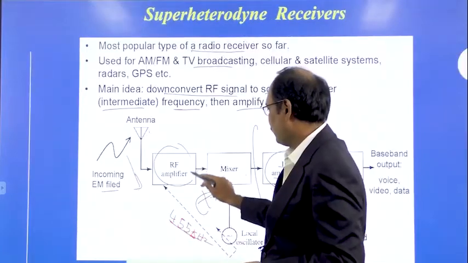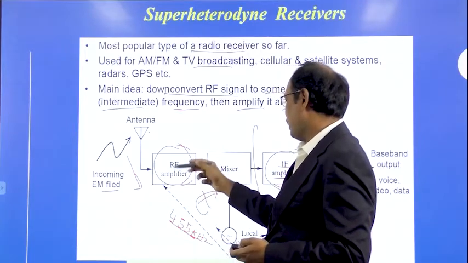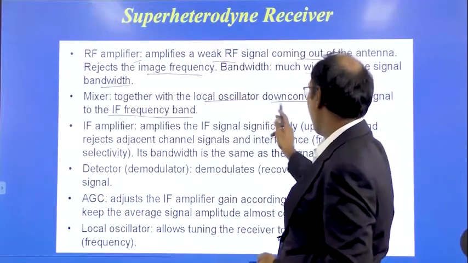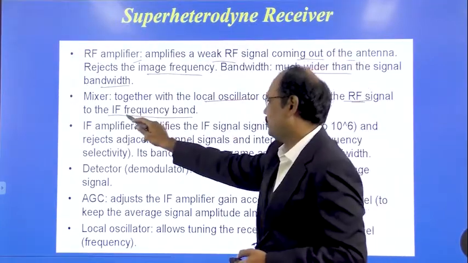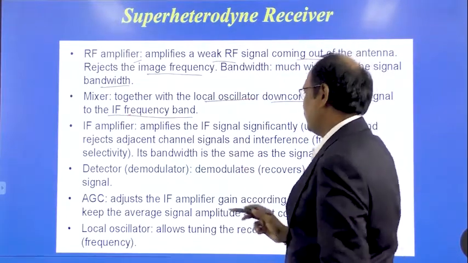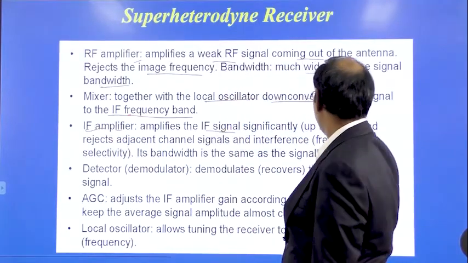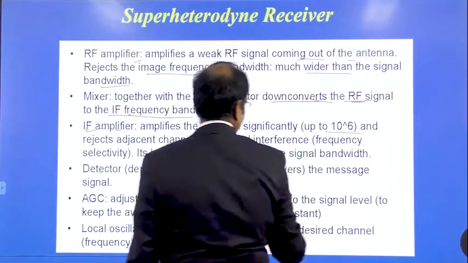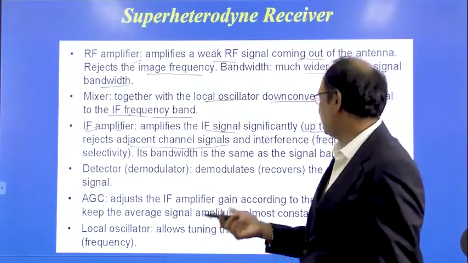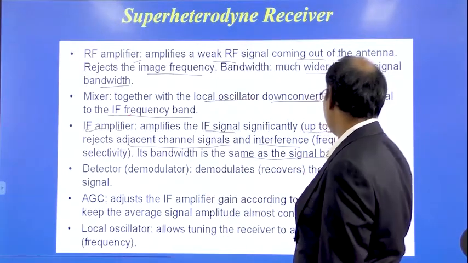This RF amplifier will be receiving all the signals and it rejects the image frequency. The mixer, with the help of the local oscillator, down converts the RF signal to the IF frequency band, that is, the intermediate frequency band. The IF amplifier, the intermediate frequency amplifier, amplifies the IF signal up to 10 power 6 and rejects the adjacent channel signal, that is, it rejects other signals and interference. So its bandwidth is the same as the signal bandwidth.